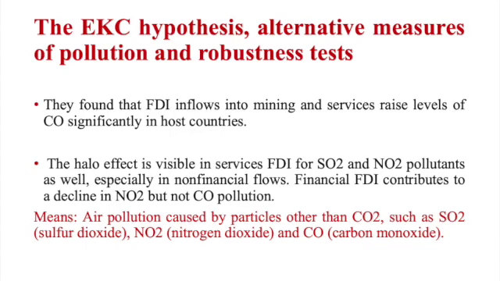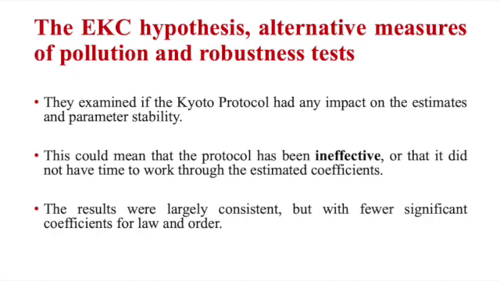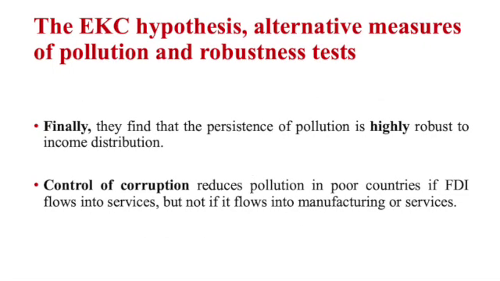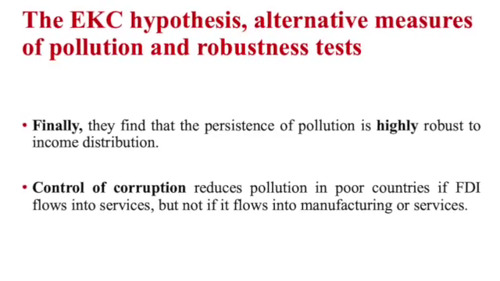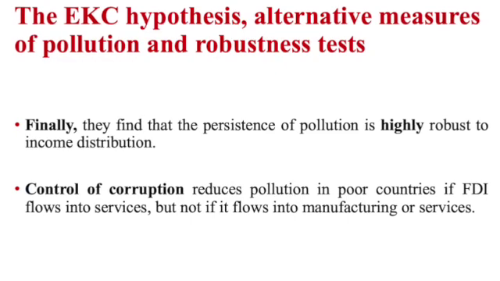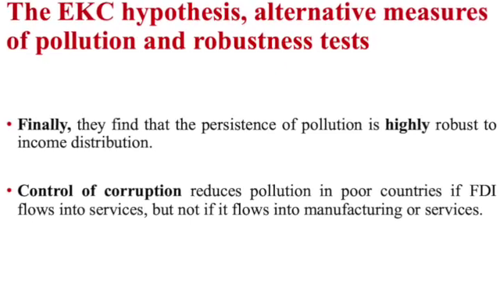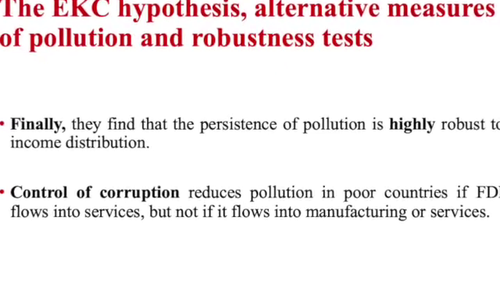They examined if the Kyoto Protocol had any impact on the estimates and parameter stability. This could mean that the protocol has been ineffective, or that it did not have time to work through the estimated coefficients. The results were largely consistent, but with fewer significant coefficients for law and order. Finally, they find that the persistence of pollution is highly robust to income distribution. Control of corruption reduces pollution in poor countries if FDI flows into services, but not if it flows into manufacturing.